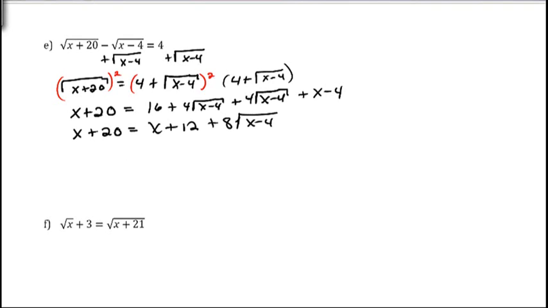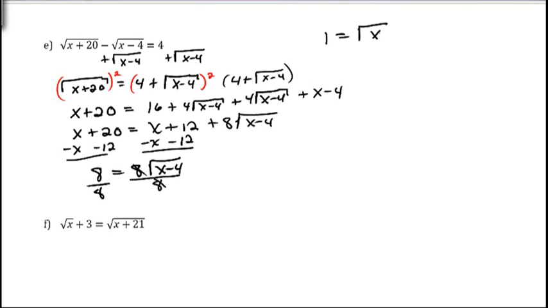Now we want to gather up all of our terms except for this square root over on the left over here. So we're going to subtract 12 and subtract x. And so x minus x is 0, and 20 minus 12 is 8. So we get 8 is equal to 8 times the square root of x minus 4. So now in this situation, I'm going to divide both sides by 8. So these 8s will cancel, and I'll just be left with 1 equals the square root of x minus 4.